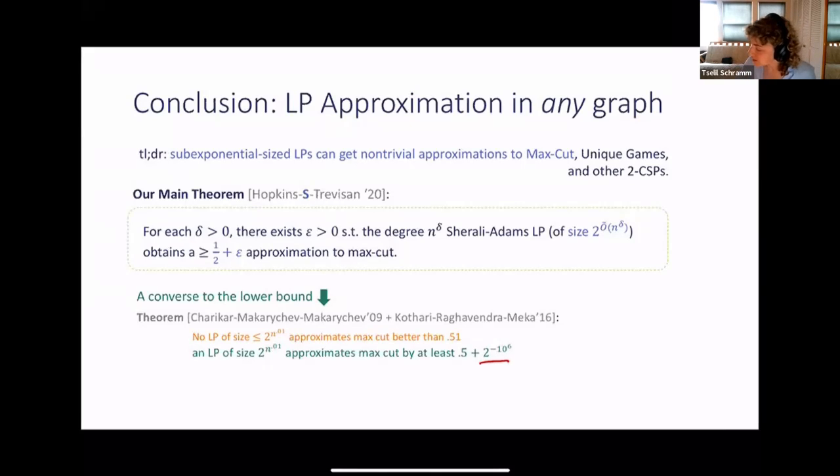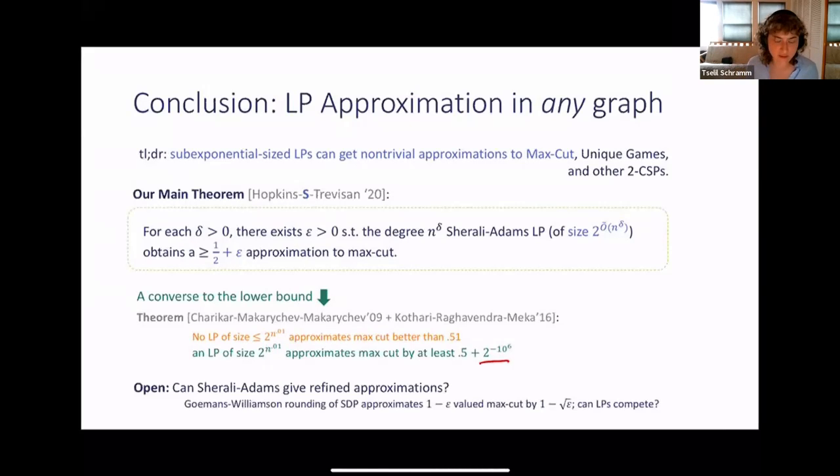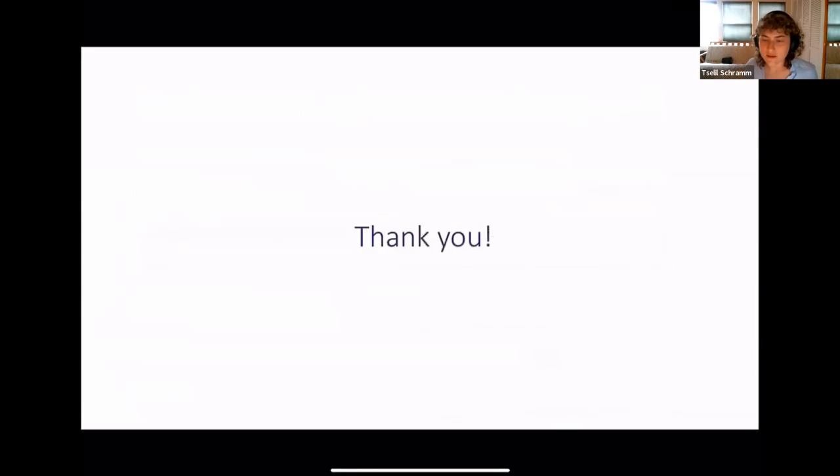Okay, I guess I'm pretty much out of time. I'll just mention one open question. Goemans-Williamson rounding gives more refined guarantees for approximation. In graphs where the max cut value is very close to 1, they can get a better rounding, and our techniques completely preclude this. The question is, can linear programs achieve similar approximations, or is there still some qualitative separation between LPs and SDPs? Okay, so that's it. Thanks.